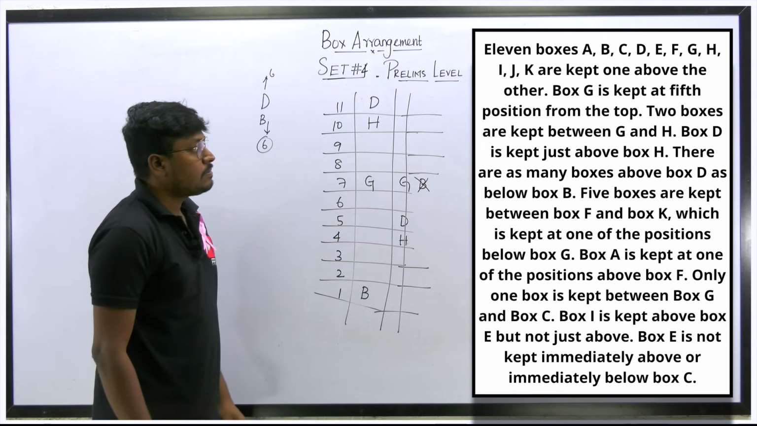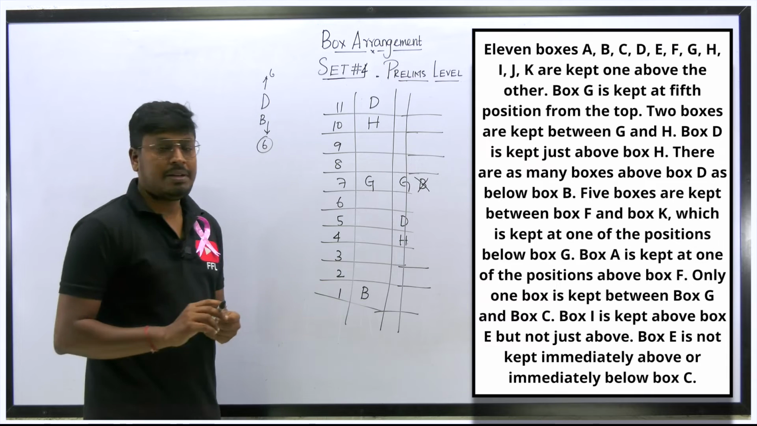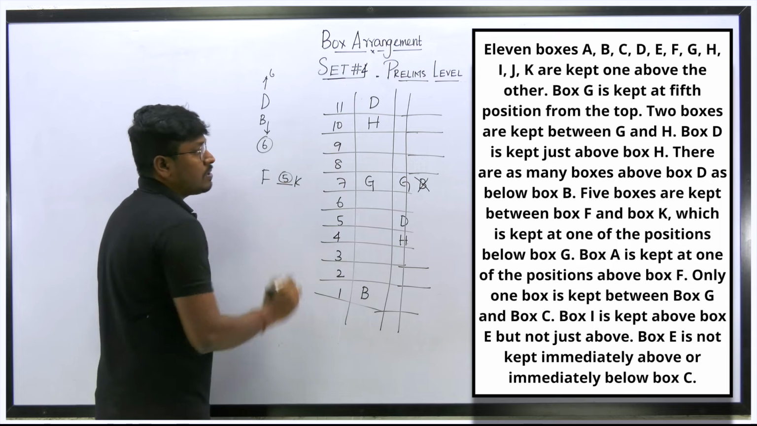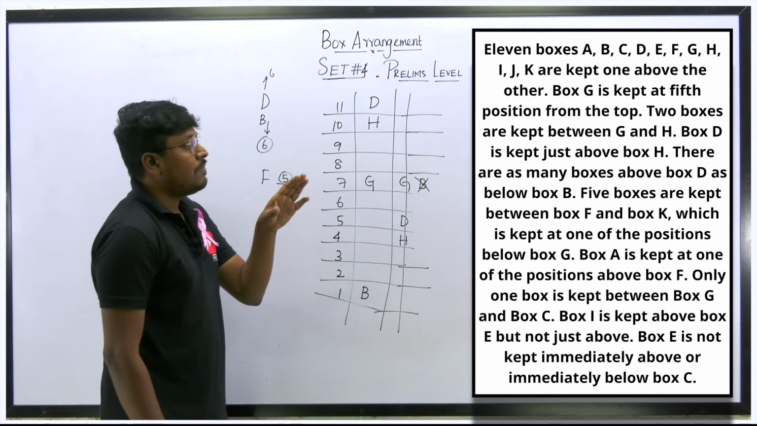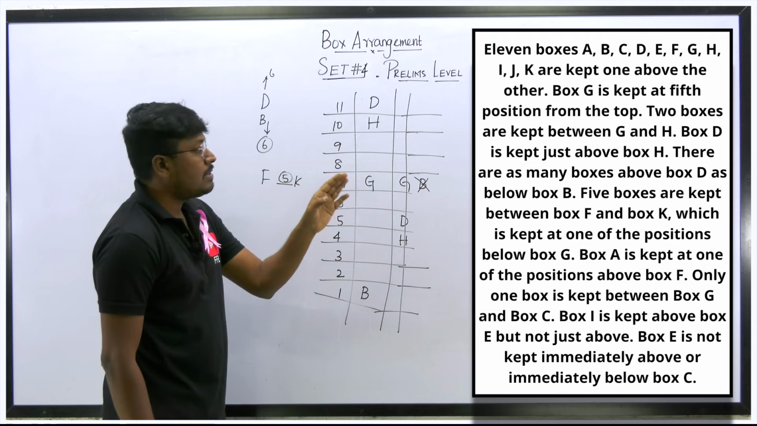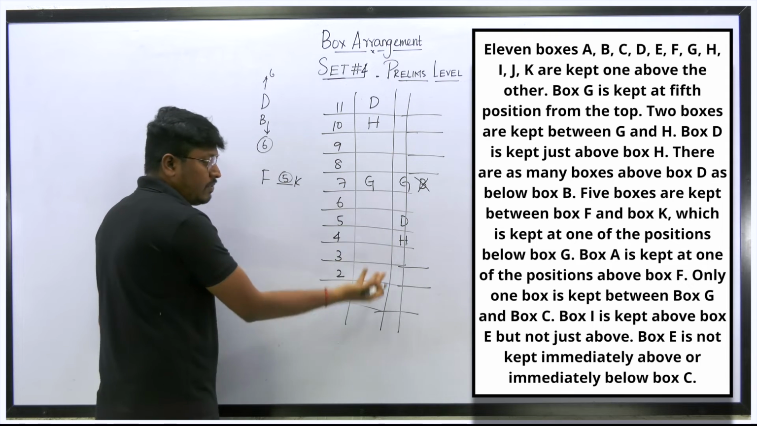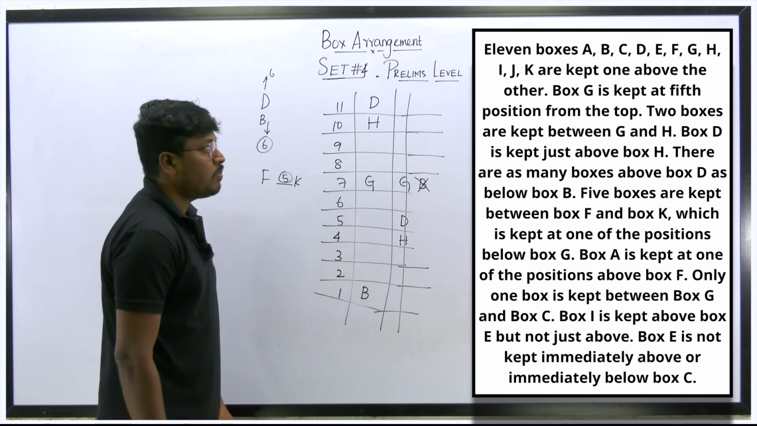So next point, 5 boxes are kept between F and K. So between F and K there is a gap of 5 boxes, which is kept at one of the positions below G. So box K is kept below G, but we don't know which position K is in. Okay, so let me move on to the next point.